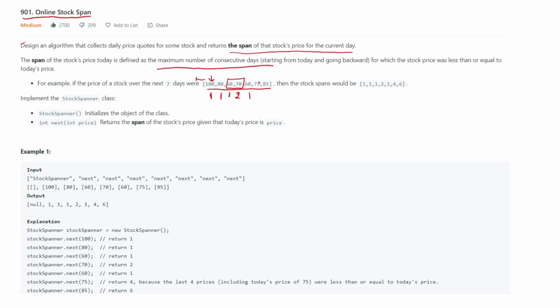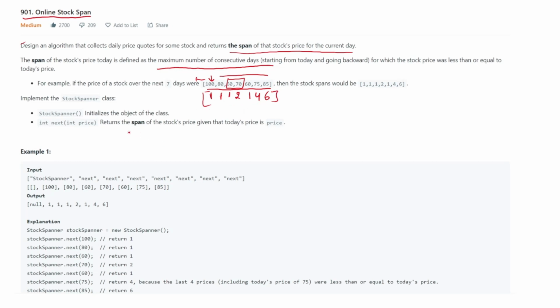For 75: 75, 60, 70, 60. All four of them are smaller than or equal to 75, so I will put 4 here. For 85, I have to go backward and check when my price was greater than 85. My price was greater than 85 here, so my answer will be this: 85, 75, 60, 70, this and this. So 1, 2, 3, 4, 5, 6. So I have to return this.